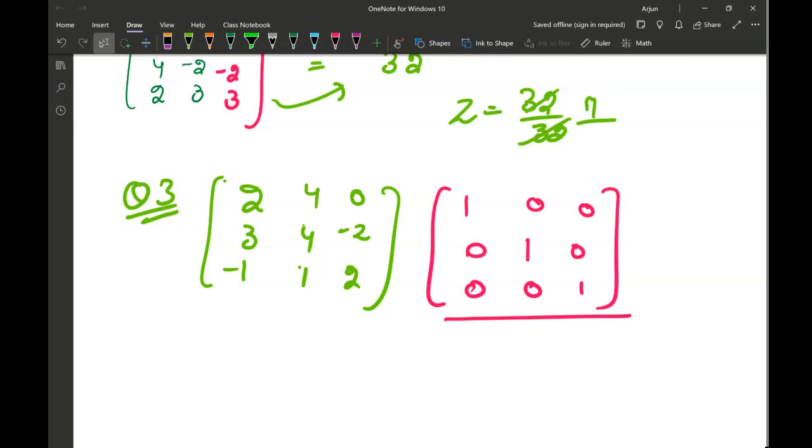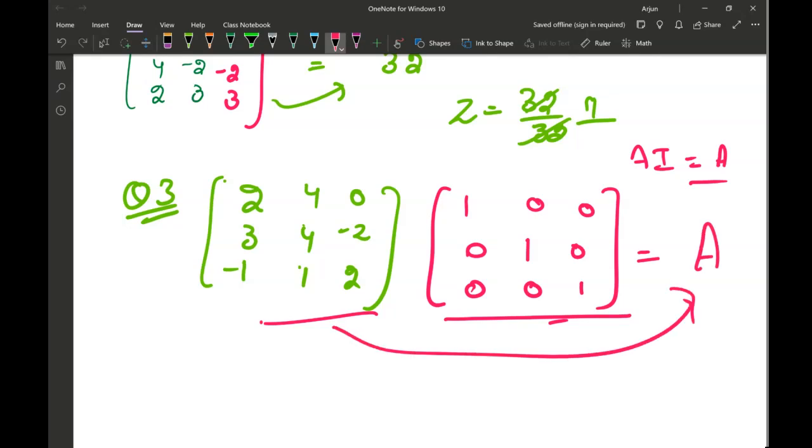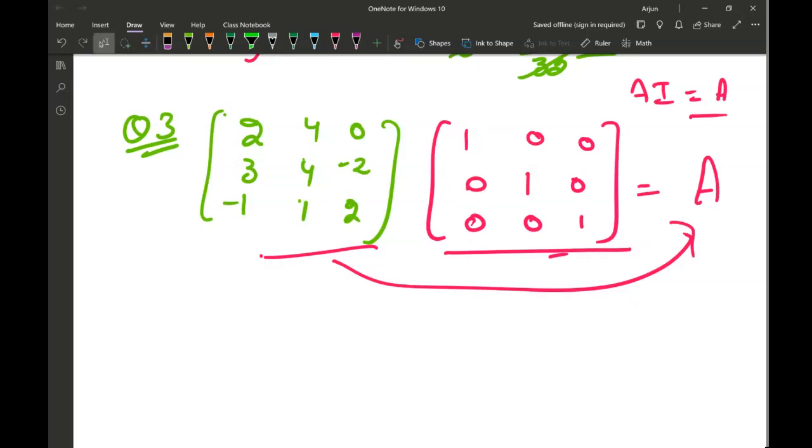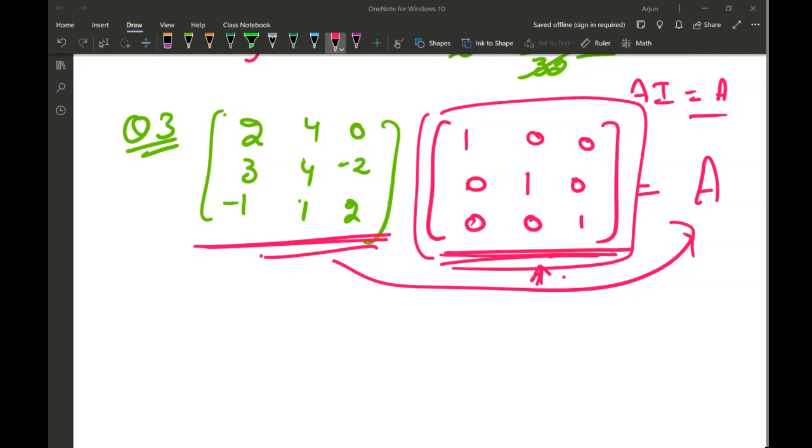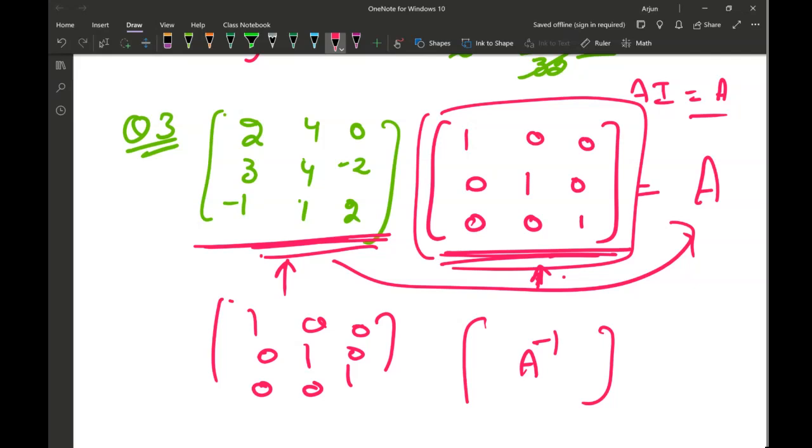This is an identity matrix because A times I is equal to A. If I multiply this with this, it is still going to give me this matrix, and you can do that too. Whatever operation I apply to this one, I have to apply the same operation to this one, and finally whatever I get from here is going to give me the A inverse value. My objective is to convert this matrix into the identity matrix, and whatever value will be here will be A inverse.